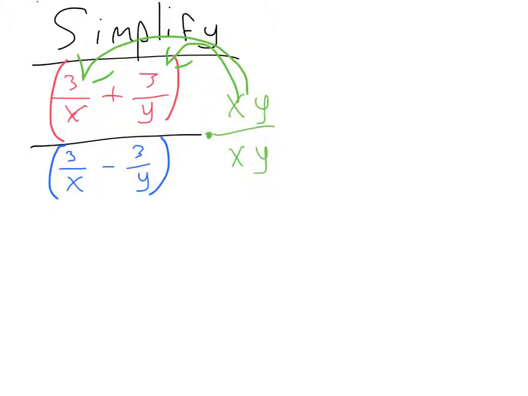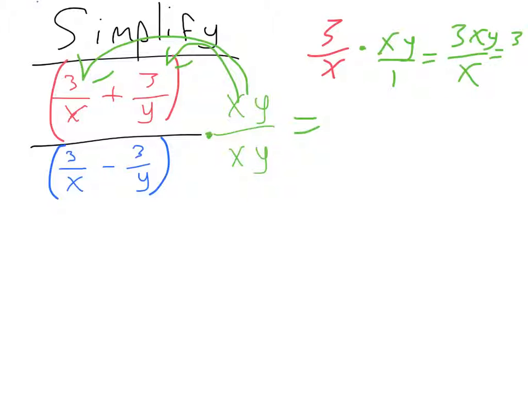So let's do that distribution. It's going to give us this one right here, 3 over x times xy. The x's are going to cancel. Because if you put a fraction under here, your final answer is going to be 3xy over x. And then the x's cancel right out. So this is going to give us on top 3y. And then when you do the distribution here, xy times 3 over y, the y's are going to cancel this time. So we're going to get 3x here.